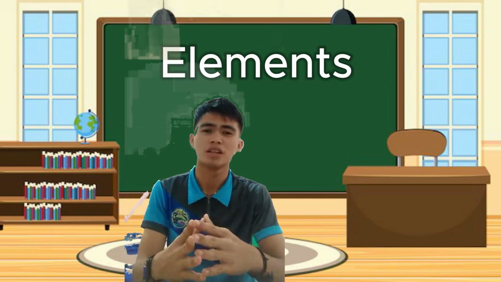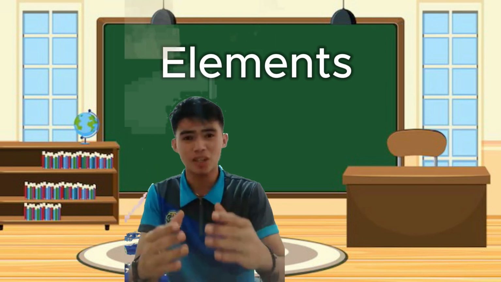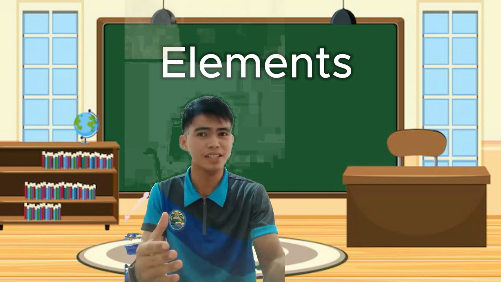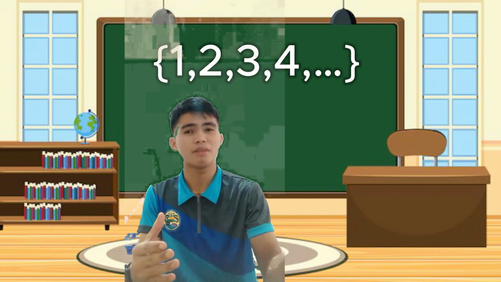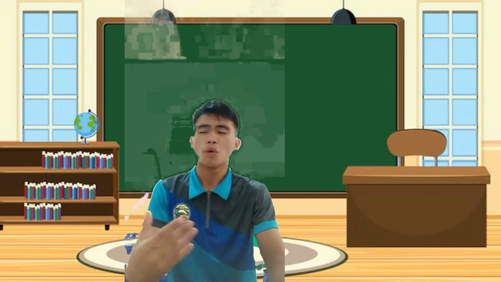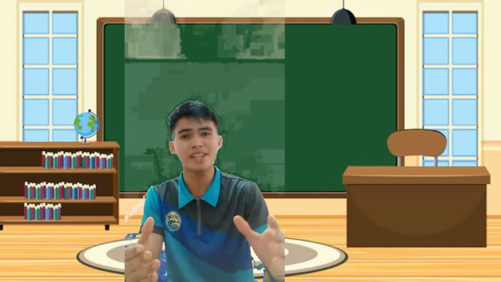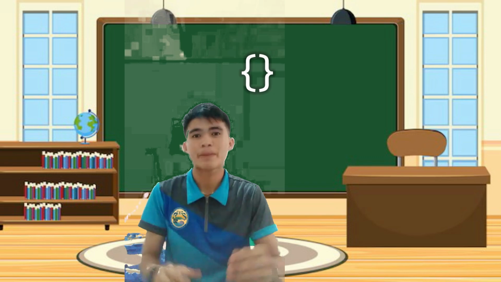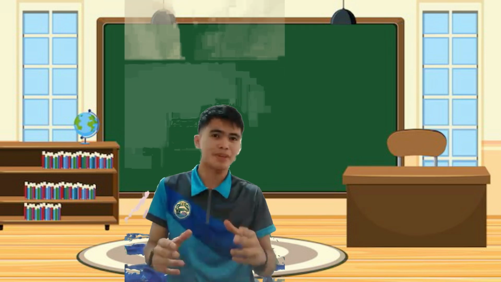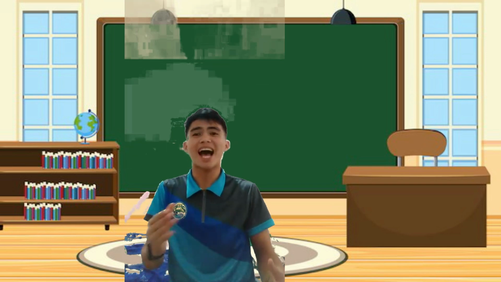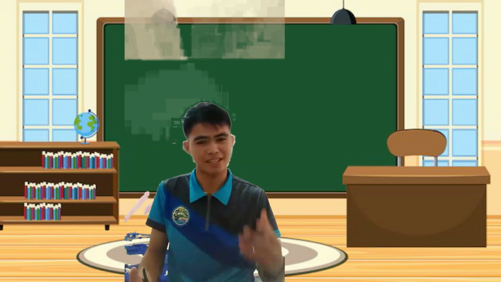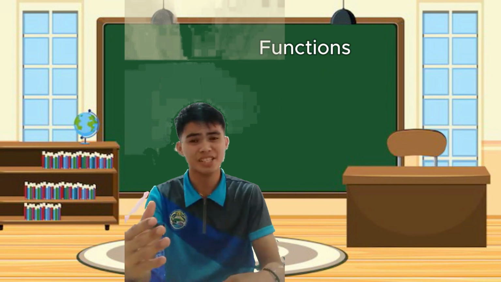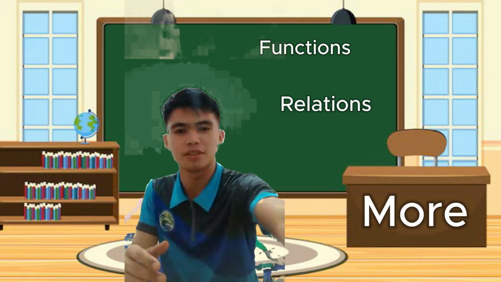For example, the set of natural numbers. We also use special symbols to represent sets, such as curly braces. Sets are important because they provide a basis for understanding other concepts in math, such as functions, relations, and more.